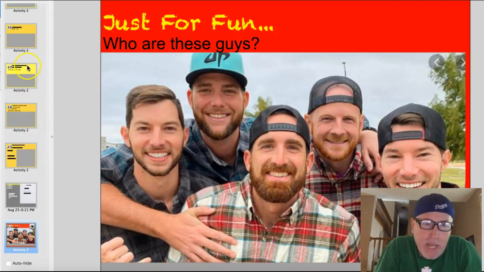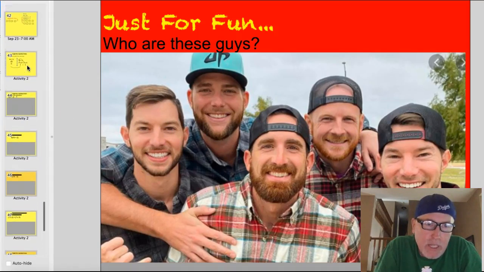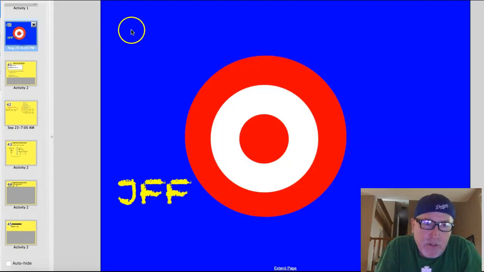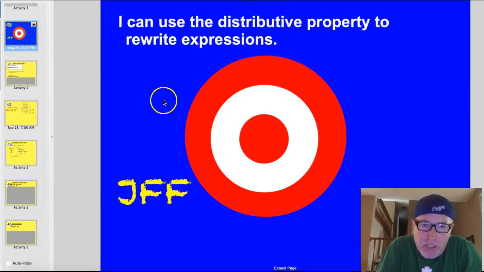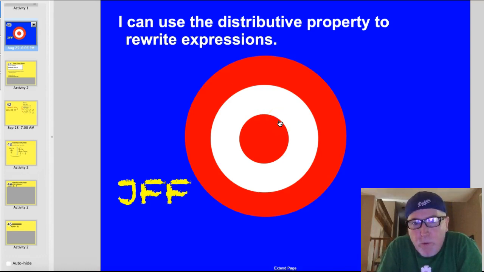Who are these guys? Fun group of guys. I'll give you the answer to that tonight after our instruction. Officially tonight our target is: I can use the distributive property to rewrite expressions.